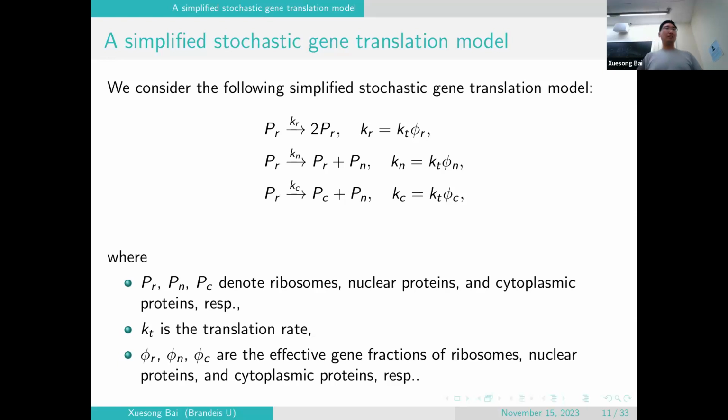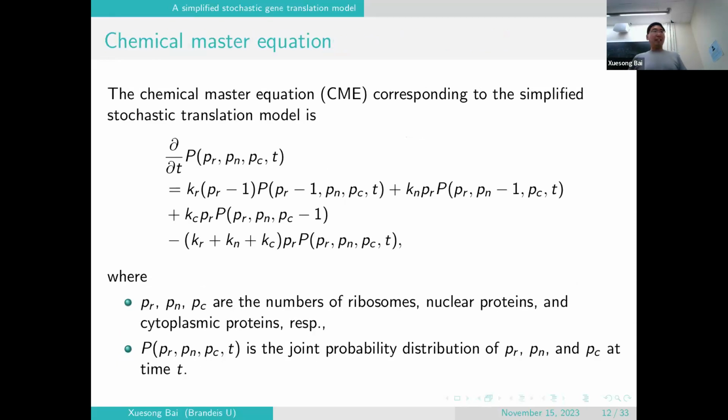So this model is much simpler than the previous one. And like I said in the title, these reactions are all first order because for each reaction, there's only one molecule. So this is first order. These models are exactly solvable. So then we write down the chemical master equation corresponding to this model. This describes the joint probability distribution of these protein numbers and how this evolves in time.